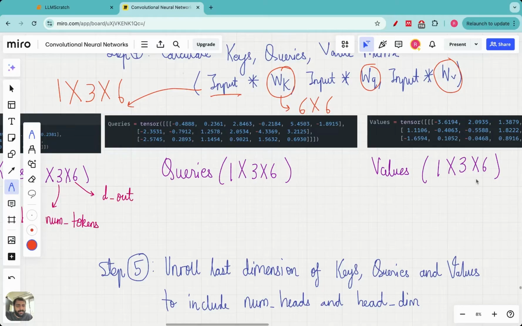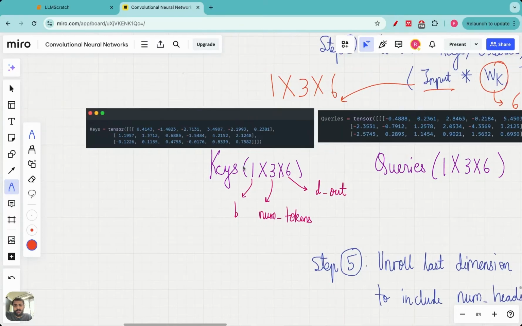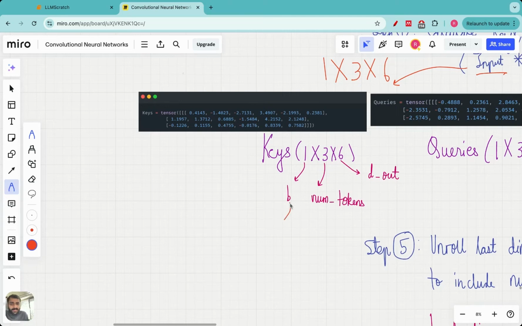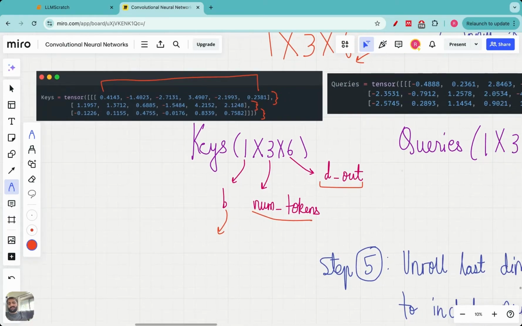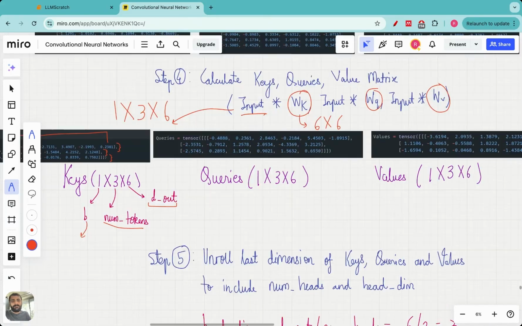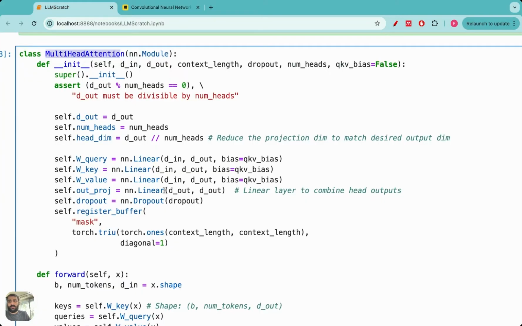Let's try to understand what this 1, 3, and 6 is. As I've written over here, 1 is the batch size, which we have taken to be 1. 3 is the number of tokens, because we have 3 tokens, and d out is the output dimension. The way to interpret these keys, queries, and values matrices is that each row corresponds to one token. So the first row corresponds to the first token, the second row to the second token, and the third row to the third token. And there are 6 dimensions in each row, because each token is a 6 dimensional representation, since d out is equal to 6.